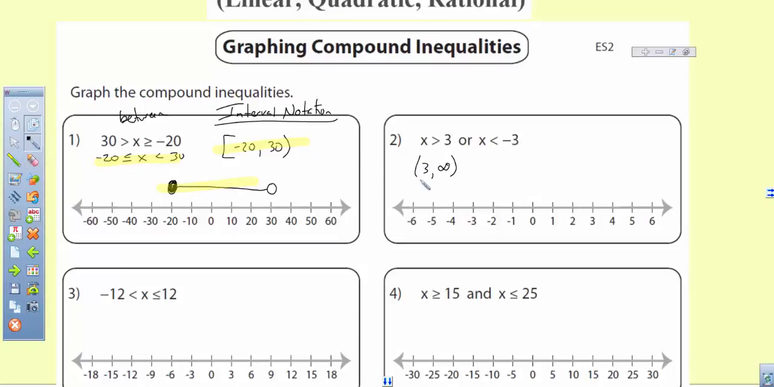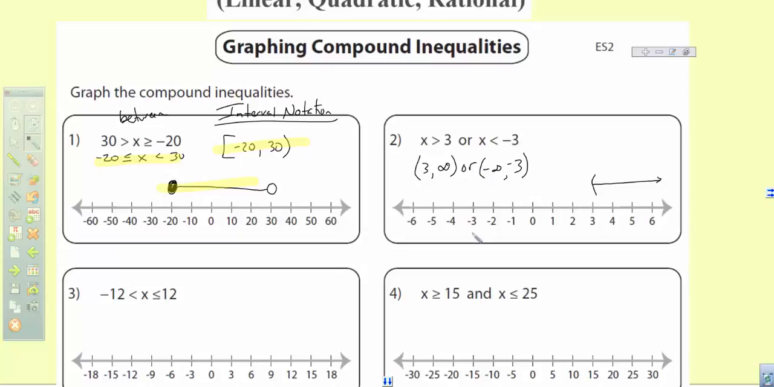Because it's just greater than, it's not including. So when I come here to the graph, that means I'm going to have a parentheses with an arrow coming off of it pointing that way. On the next one, it says x's are less than negative 3. So that means I have my negative 3, it's an open, and I'm going towards negative infinity.